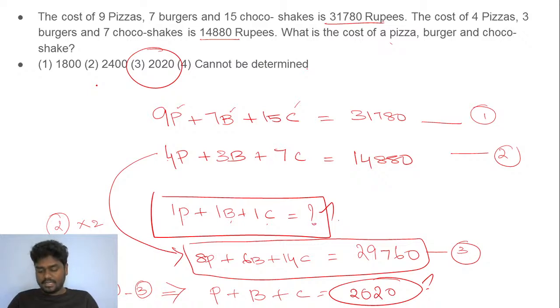That's it. Is that clear, guys? Is that clear? Whether it is cannot be determined, Krishnakant? Yeah, I've got it, no? See, logically, you have 3 variables and 2 equations. But if I want to find the value of 1 pizza plus 1 burger plus 1 choco shake, I simply multiplied the second equation by 2 on both sides and then subtracted it from the first, right? Is that clear? Just give me a thumbs up, guys, if you're clear with this. Come on.